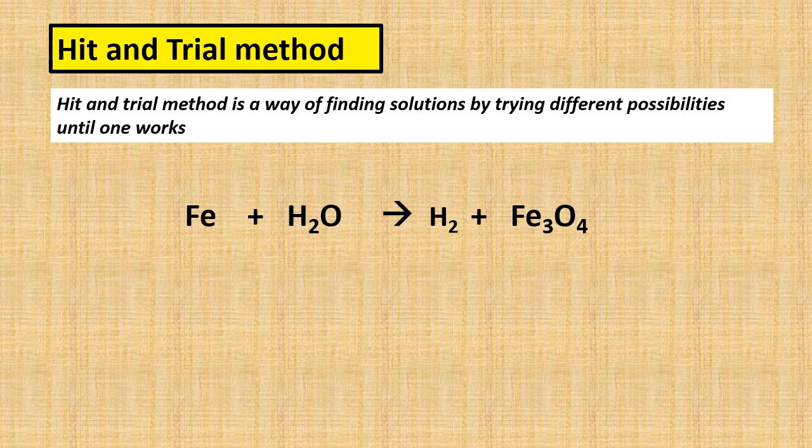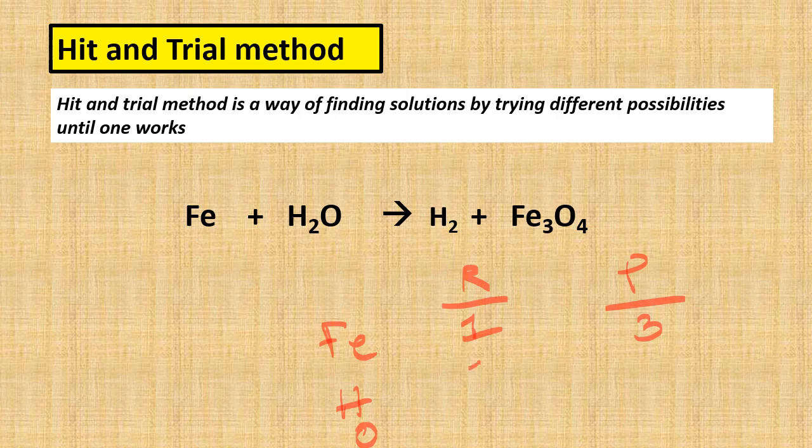Now let us find out how many atoms of different elements are present on the reactant side and product side. There are three different elements: Fe, hydrogen, and oxygen. There is one iron atom on the reactant side, but there are three iron atoms on the product side.